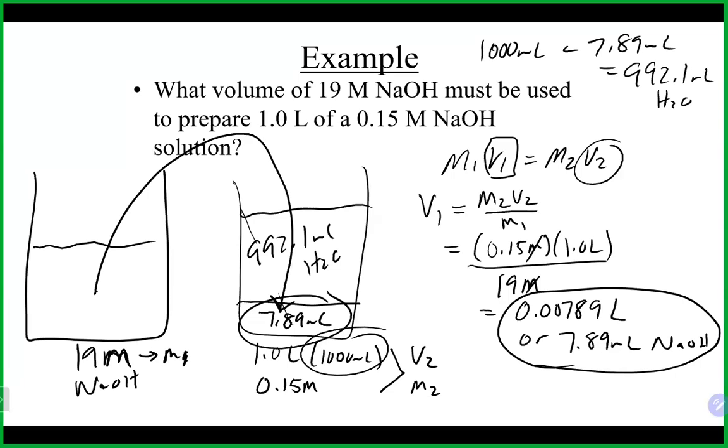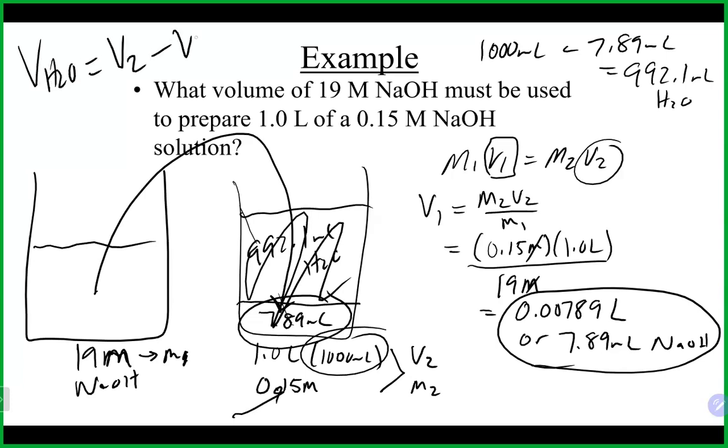I would mix it up really good at that point, and then I should have a solution that is a concentration of 0.15 molar. So a lot of times to find the volume of water or the solvent, we often take V2 minus V1, and that is a very common dilution type question, like how you would make it, how much water you need to add, or something like that.